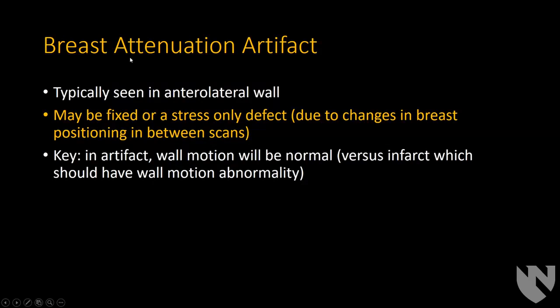And depending on the location of the patient, or the positioning of the patient from one scan to the next, this can really be variable. And so it's pretty typical to see breast attenuation artifact in the anterior lateral wall. And as long as everything else looks normal, you can suspect that something is breast attenuation artifact. And also then we use attenuation correction, which should fix that.